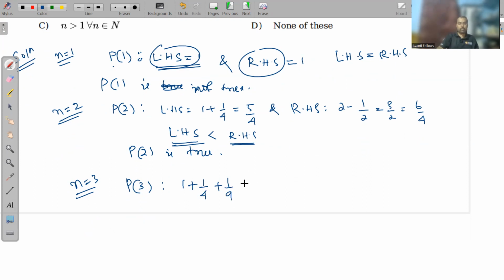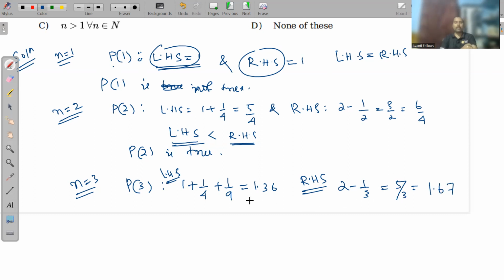Okay, this is my left hand side. So left hand side, and this becomes, if we calculate it, we'll get 1.36, and if we calculate the right hand side, that is 2 minus 1 by 3, right? So this is 5 upon 3. So 5 upon 3 is actually 1.67.